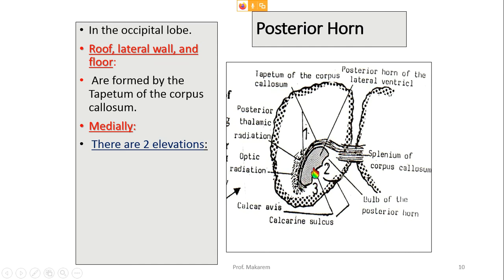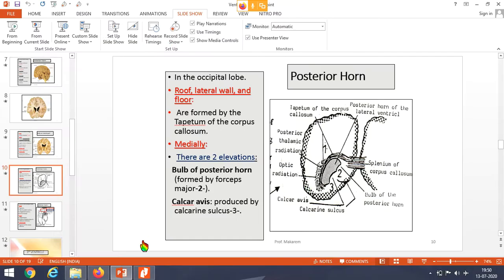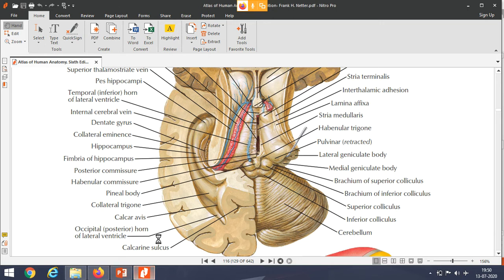The floor and the medial wall of the posterior horn are continuous and exhibit two elongated elevations. Let me show you these elongated elevations in this image. Yes, here you can identify two elevations. The upper elevation is known as the bulb of the posterior horn, which is produced by the fibers of forceps major that pass through the splenium of corpus callosum.